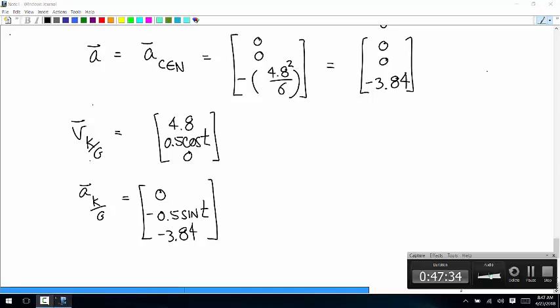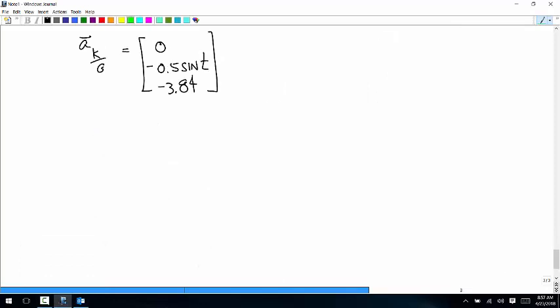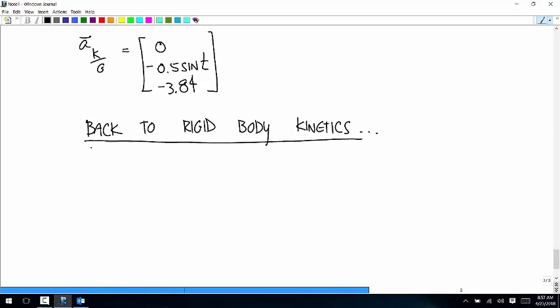Okay, so remember, last time we started rigid body kinetics. And the main equation in rigid body, well, what's the main equation of motion in particle kinetics? That's right. F net is equal to mass times the acceleration of the center of mass.